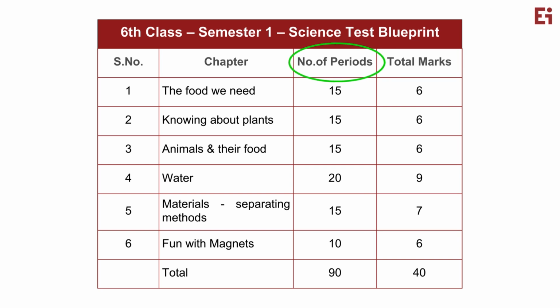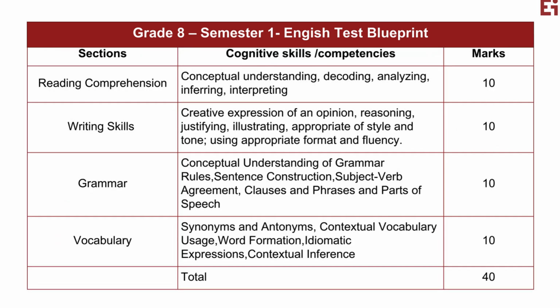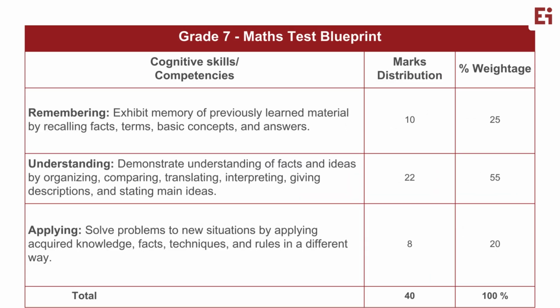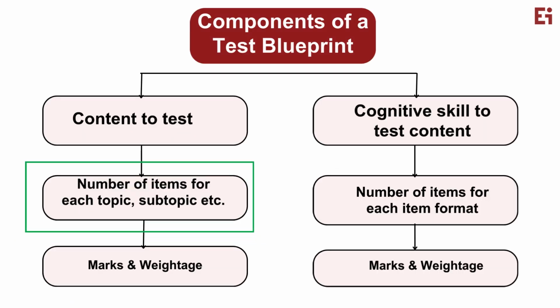A test blueprint can also detail the cognitive skills to be tested. For example, let's see this grade 8 English test blueprint. Here, we can see the cognitive skills are detailed out for each section of the blueprint. Let us look at another test blueprint. You can see that the content represented is mapped with the skills or the competencies and the marks that they would be tested for.